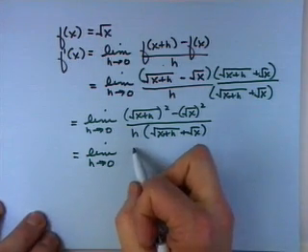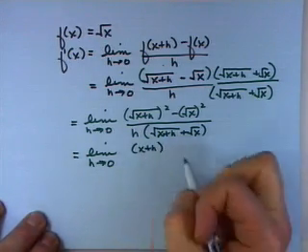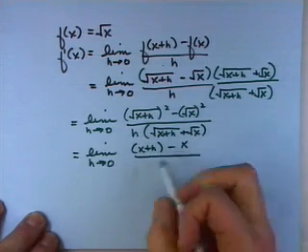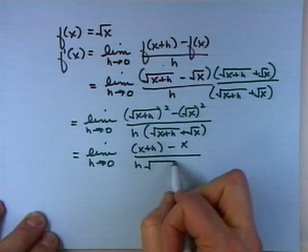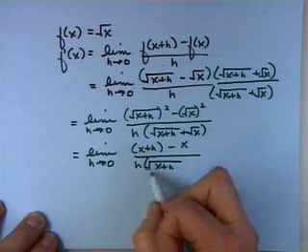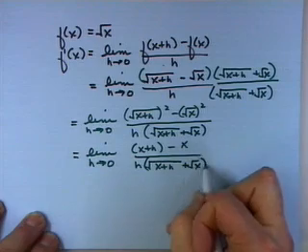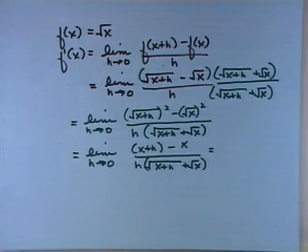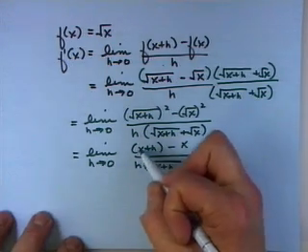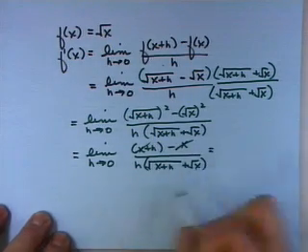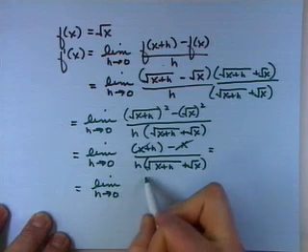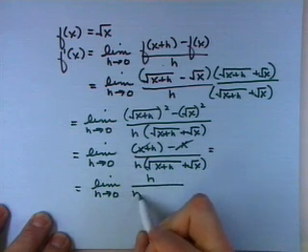Square root of x plus h squared is x plus h. Square root of x squared is x. What happens in the top? The x is knocked out, so we have just h. Again, you may not have to take an extra step for this. That's fine.